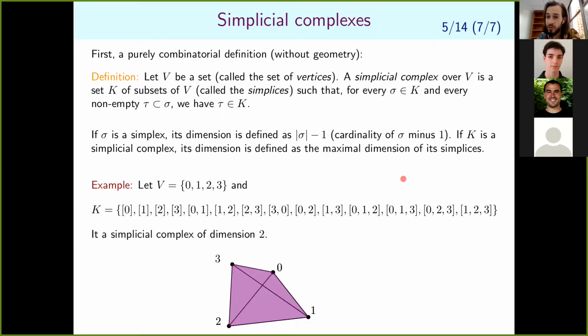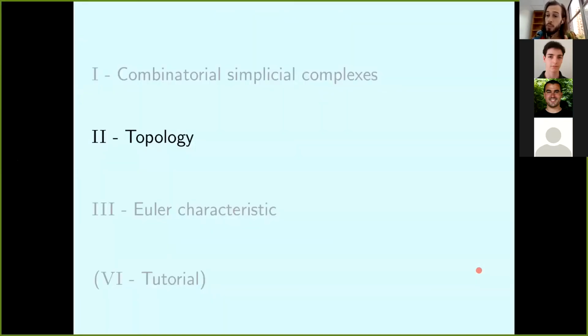So this is the dimension of the simplices. And now the dimension of the simplicial complex is the maximal dimension of its simplices. So this simplicial complex has dimension 2, because the maximal dimension you can find in its simplices is 2. All right. So this is a combinatorial definition of a simplicial complex, meaning that there is no topology here. It's only finite sets. And of course, we'd like to put a topology on it.